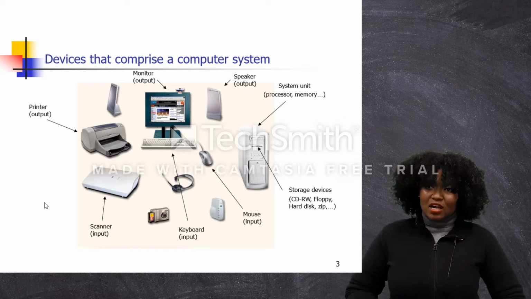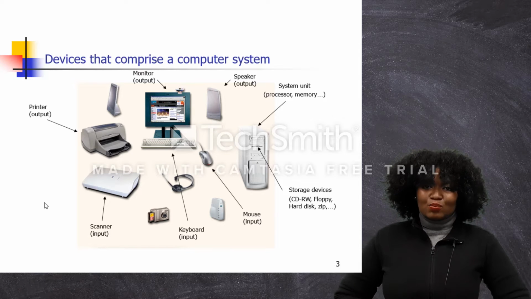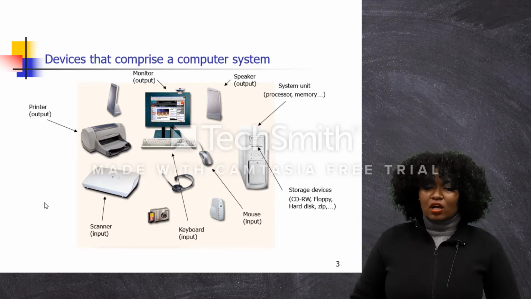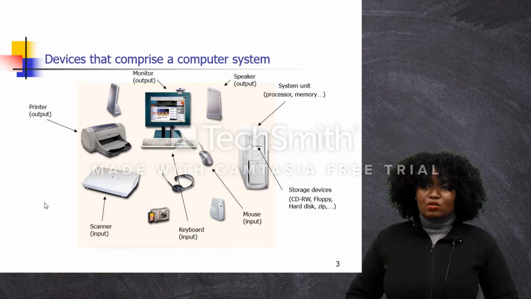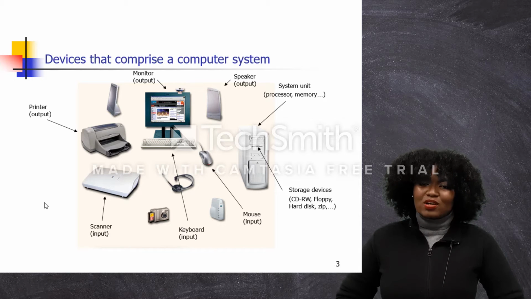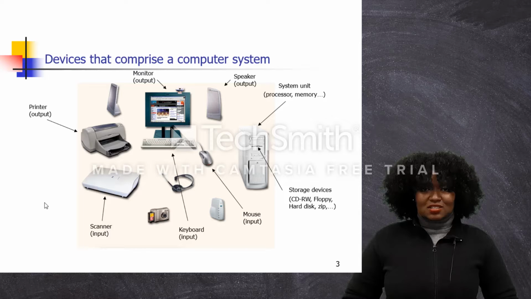So we have different devices that our computer system consists of. We have the printer, which is output. We have the monitor, which is output, the scanner, keyboard, the mouse, the speaker. These all comprise the whole computer system.